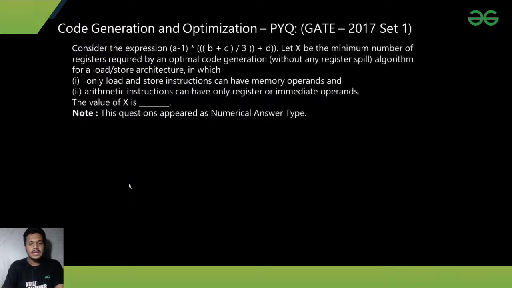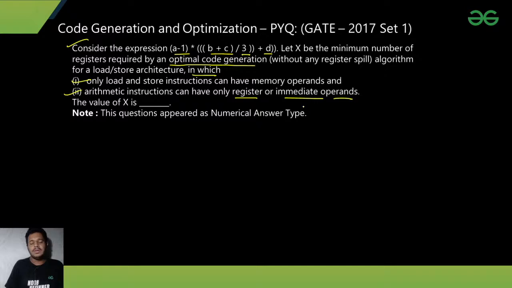Now moving forward to the next question, it is also a GATE 2017 Set 1 question. Let's take the pen first. It is saying: consider the expression A minus 1, then B plus C divided by 3 plus D. Let X be the minimum number of registers required by an optimal code generation algorithm for a load store architecture in which only load and store instructions can have memory operands and arithmetic instructions can have only register or immediate operands. So the minimal number of registers we need to find.